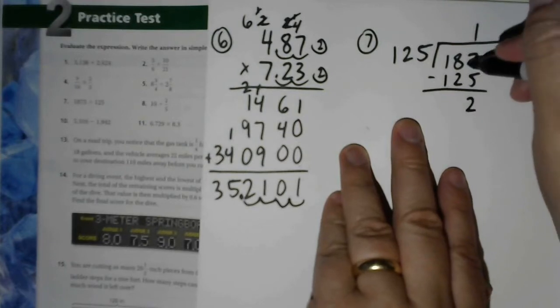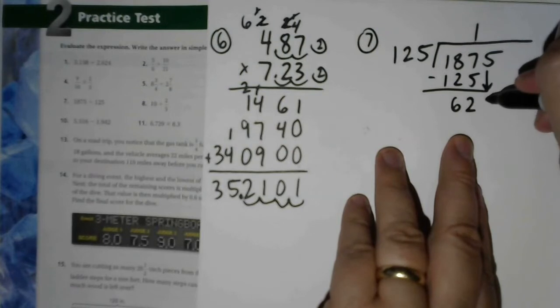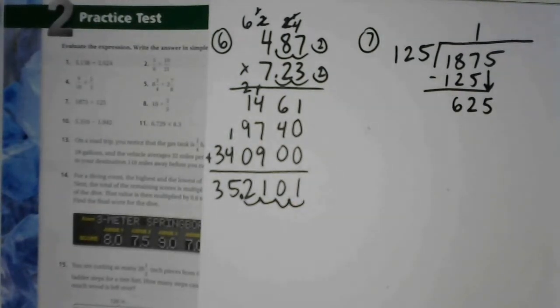7 minus 5 is 2. 8 minus 2 is 6. 1 minus 1 is nothing. I'll bring down my 5. 125 goes into 625. I'm sure it does, right? But maybe I don't know how many times. And in this case, I really don't.